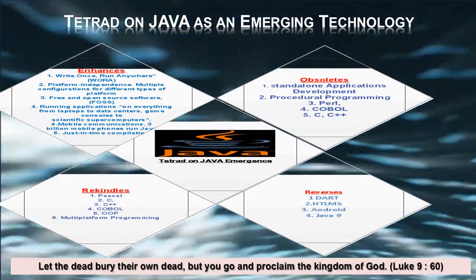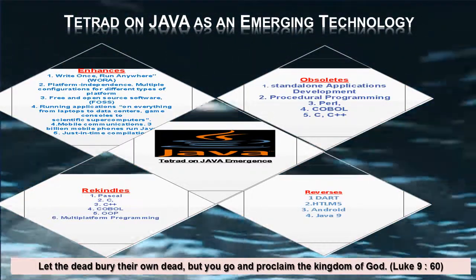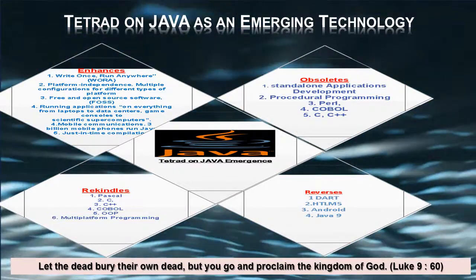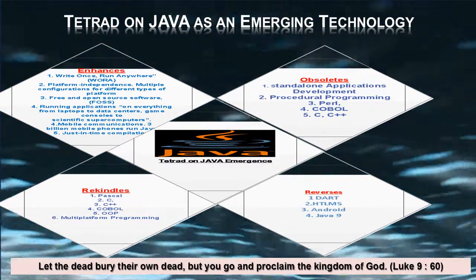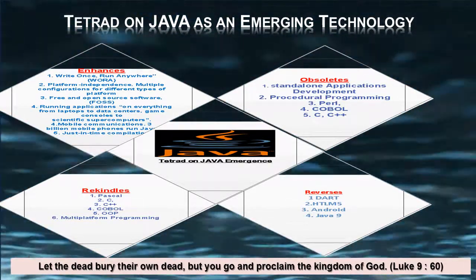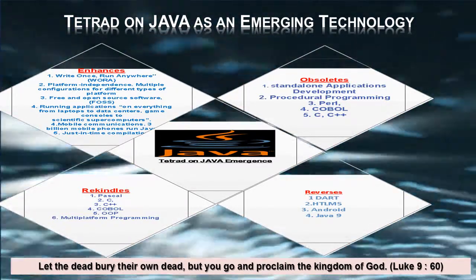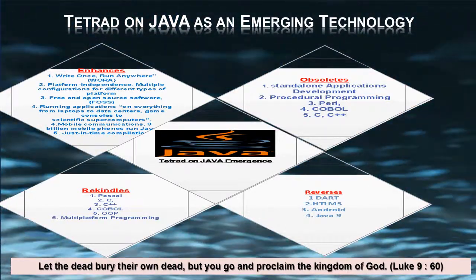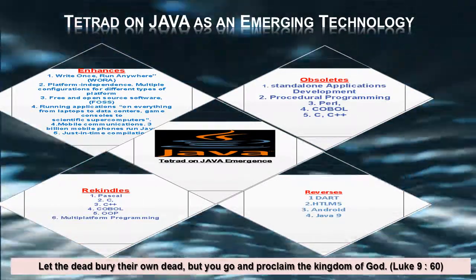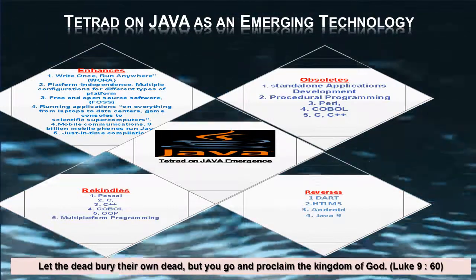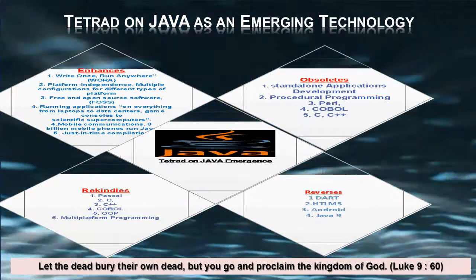Now, let's see what it does obsolete. Quadrant 2 reveals that Java as an emerging technology has obsoleted: 1. Standard application development. 2. Procedural programming. 3. Perl. 4. COBOL. 5. C and C++ programming languages. Quadrant 3 shows that Java as an emerging technology rekindled Pascal, C++, COBOL, object-oriented programming, multi-platform programming.